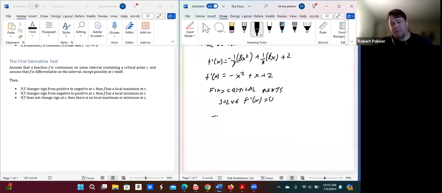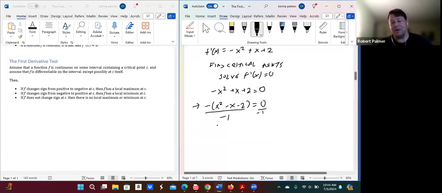Okay, so negative x squared plus x plus 2 is 0. Now, it's a quadratic, so you could always use the quadratic formula, but actually I'm going to factor this. It's a little bit quicker. One thing I'm going to do, this isn't necessary, but it's easier to factor if we don't have a negative right here. So I'm going to factor a negative out of this side, so it's x squared minus x minus 2 is 0. And then I can just divide everything by -1 and get rid of the negative altogether. You don't have to do that, but it does make it easier to factor.